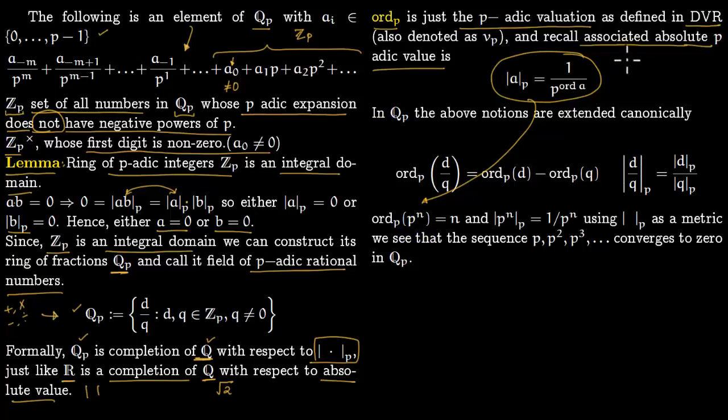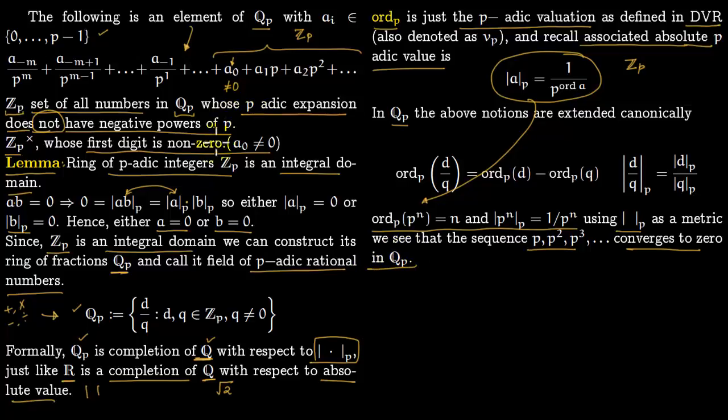So these notions were defined on p-adic integers, and they canonically extend to our p-adic rationals. So that is, the order of d over q is the order of d minus the order of q, and the absolute value of d over q is this. So this is just from the definition. So if you see this as a metric, you see the sequence p, p squared, p cubed, and so on. So if you evaluate the absolute value of p^n, this is 1 over p^n. So as n goes to infinity, this will go to 0. So this sequence converges to 0 in the p-adic rationals.